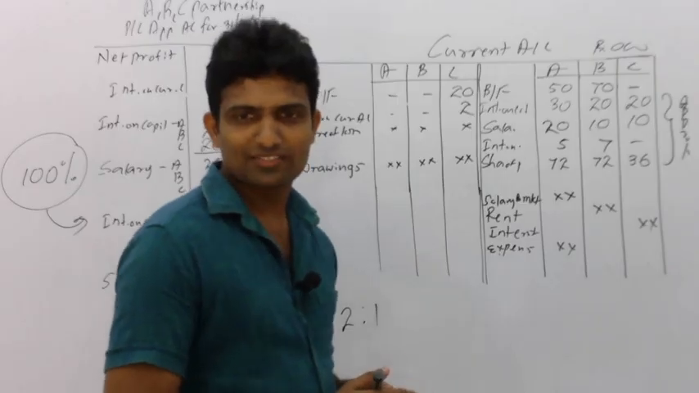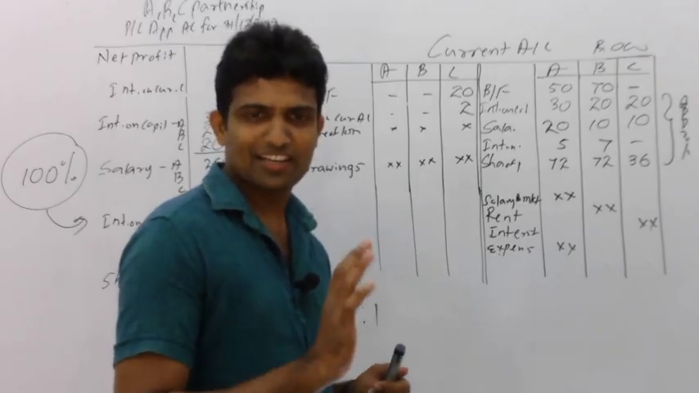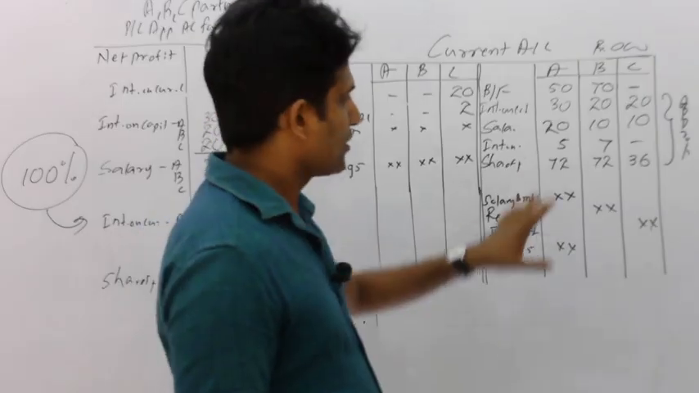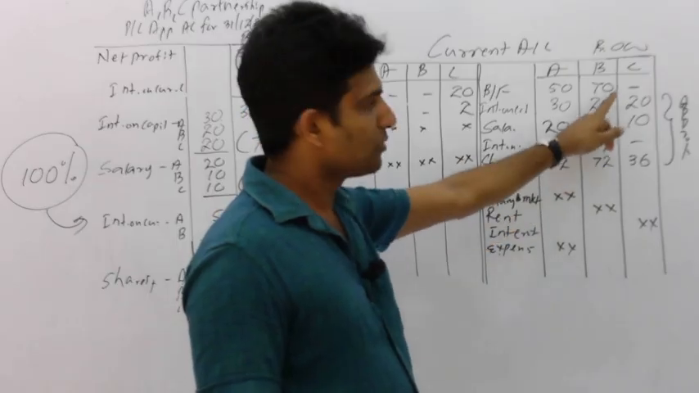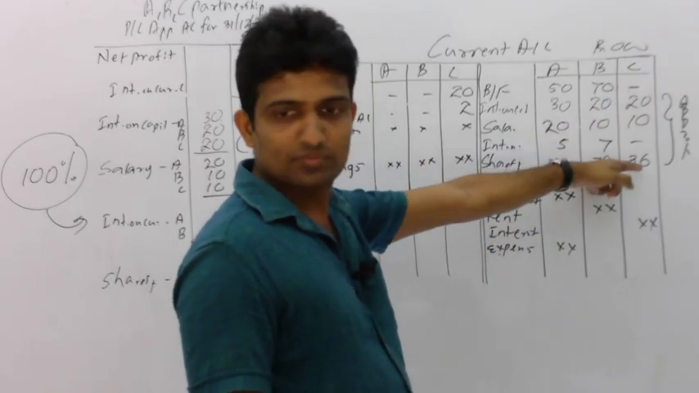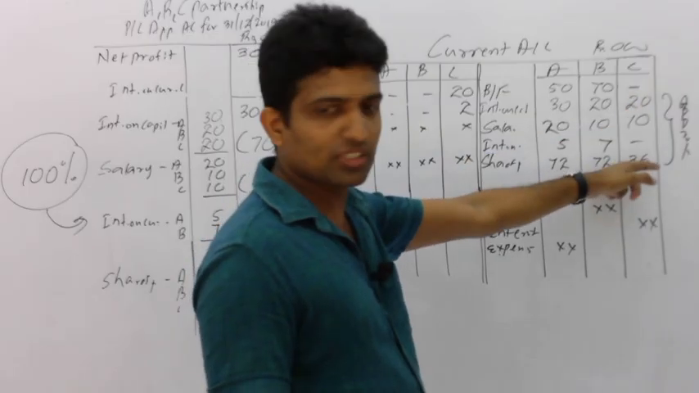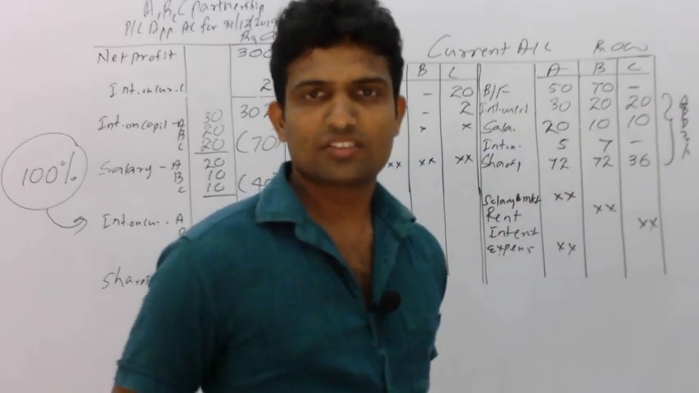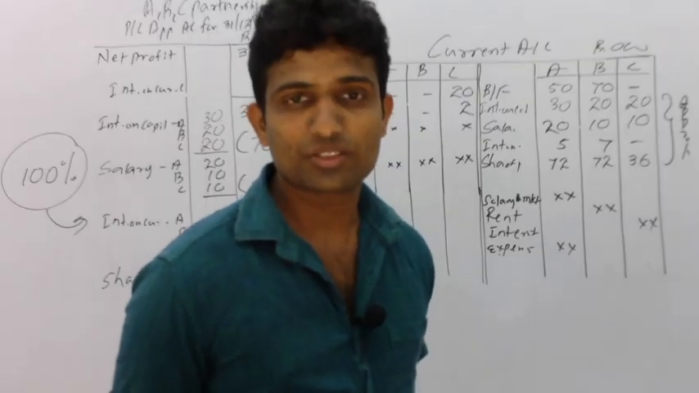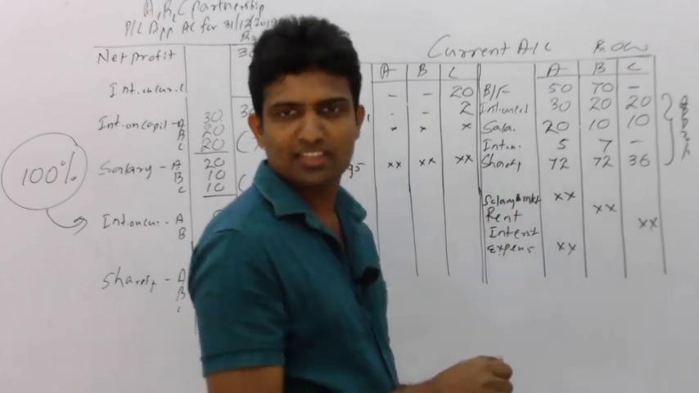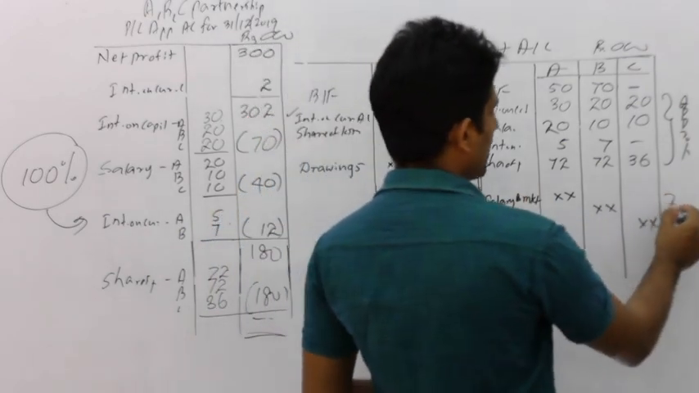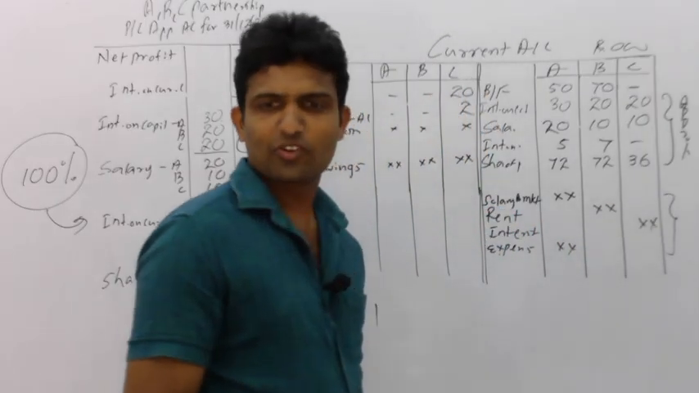For these four, we credited to the current account. Where are debited? Where are debited? Appropriation. Now these four you credited to partners current account. Right? These four, where are debited? Where are debited?